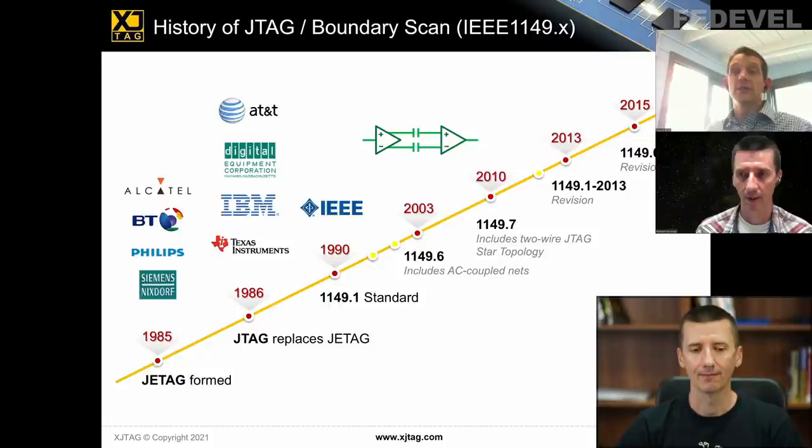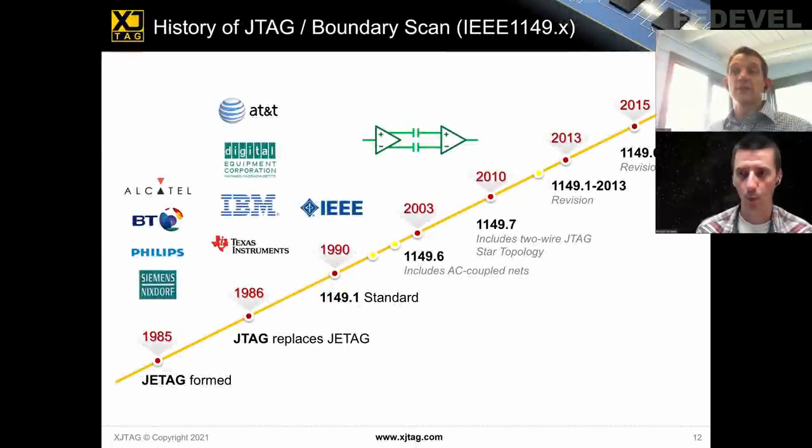David is going to start with talking a little bit about the chips where we can find the JTAG interface. So here is my call with David. So where do we find JTAG? On what kind of chips usually?